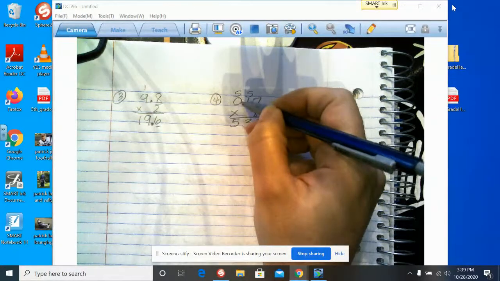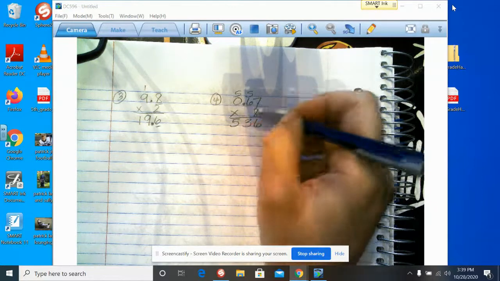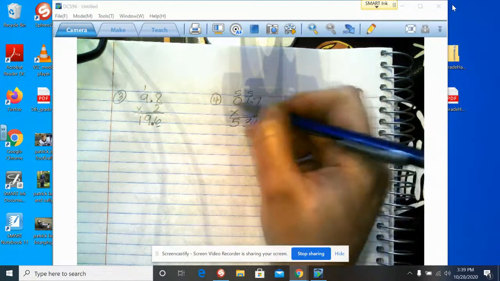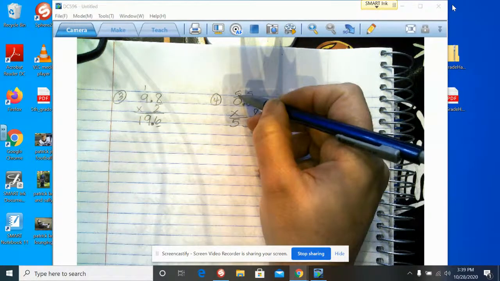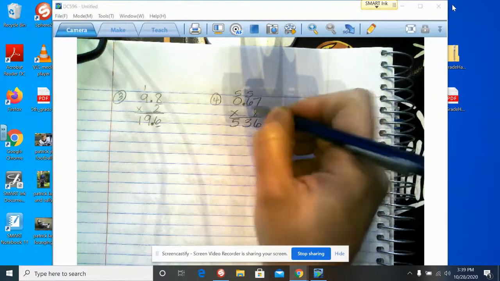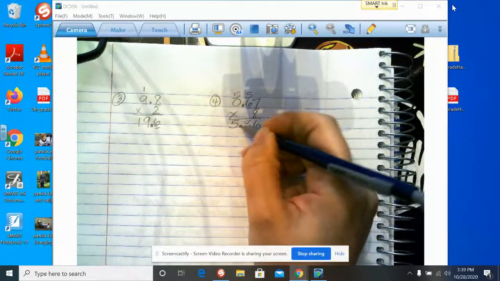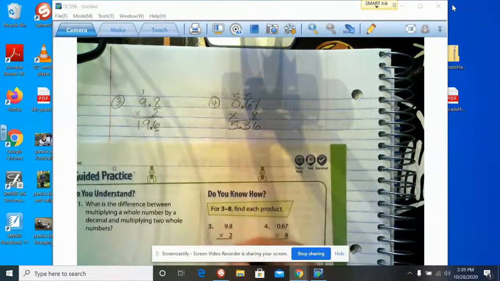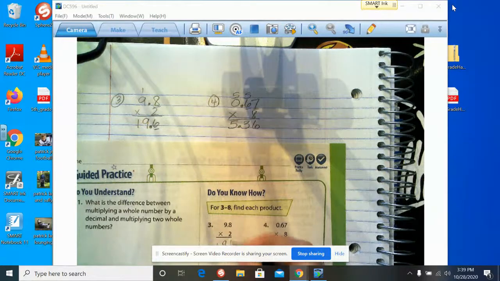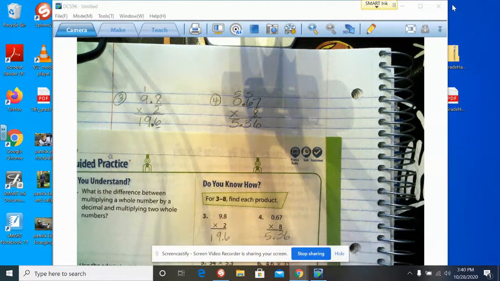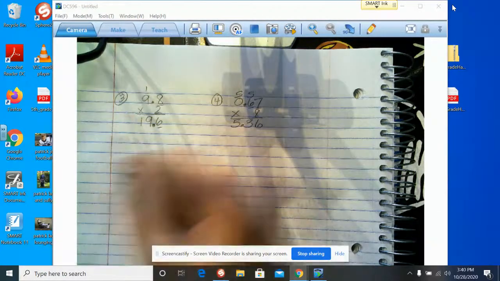Sometimes that 0 will throw kids off. You don't need it there, but if it is there, you just treat it as if it were in the middle of the problem. You multiply the number, get 0, and add your carried number if there is one. 536 is our answer, but there are 2 decimal places in the problem, and so therefore 2 decimal places in the answer. So far we have 19.6 and 5.36 as our answers.